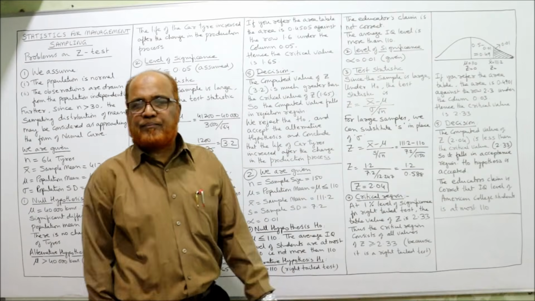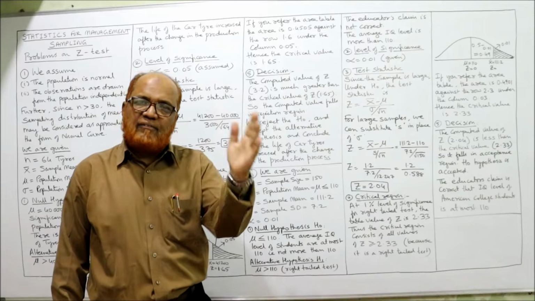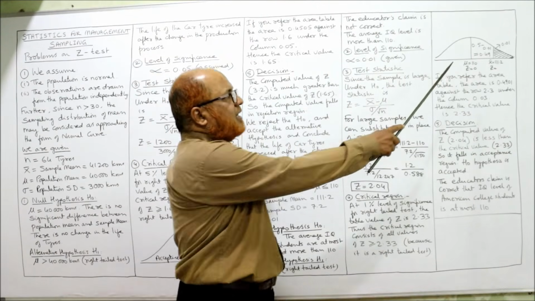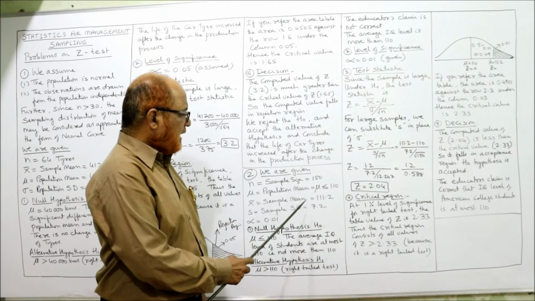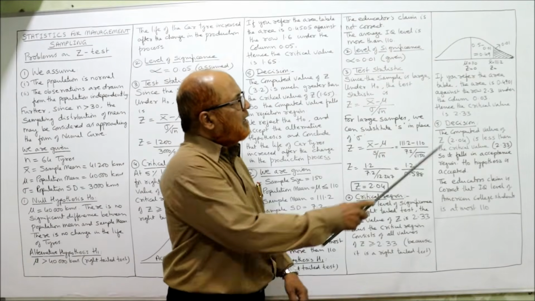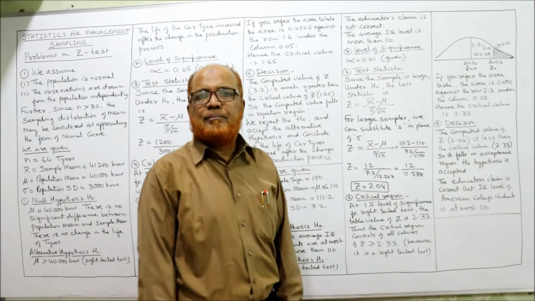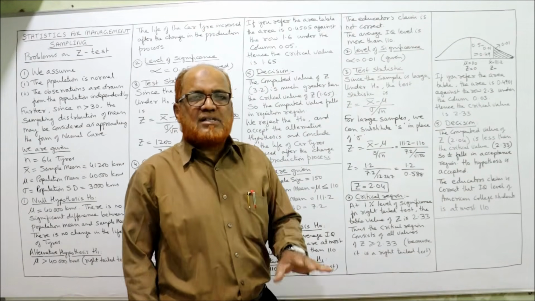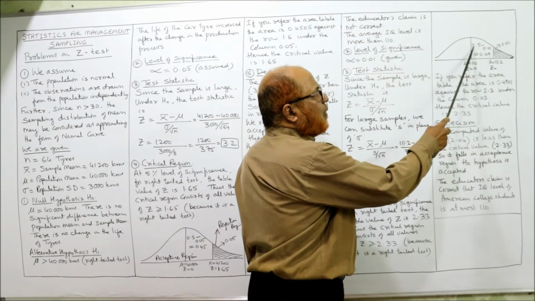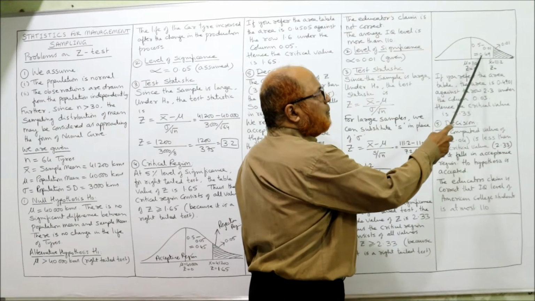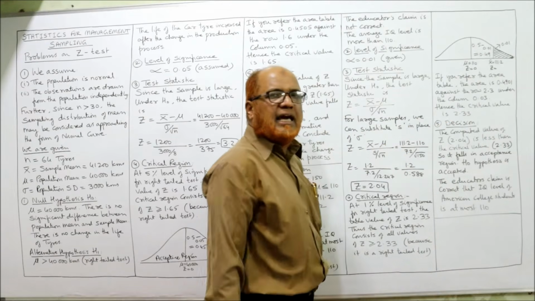How did we get 2.33? In this diagram I am showing the normal curve. The total area under the normal curve is 1. 0.5 area is on the left side of the perpendicular and 0.5 on the right side. Now the level of significance is 1%, so the rejection region is the shaded area, 0.01. Now 50%, that is 0.5, on the right side, minus 0.01, you will get 0.49. So this unshaded area is 0.49.